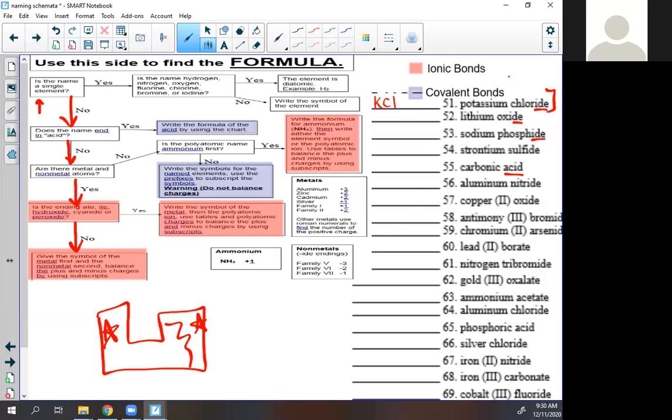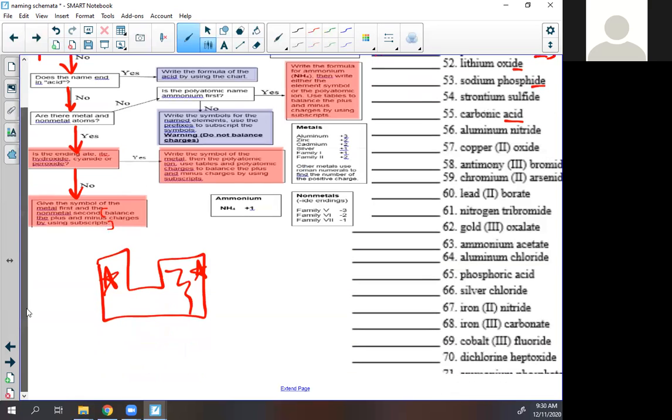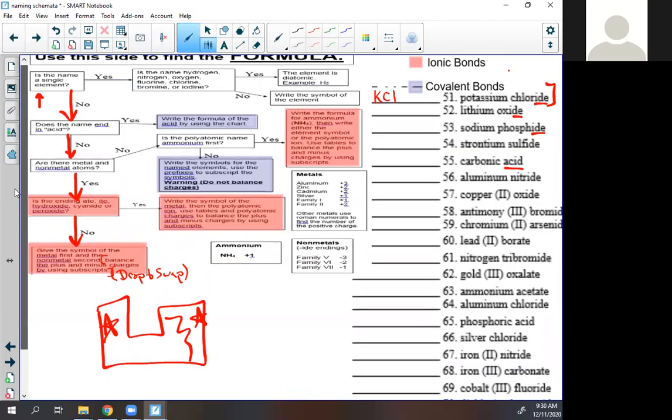Then this piece right here is really important. You got to do it every time. Balance the plus and minus charges by using subscripts. Or what I would have you write, like right here, I'd put drop and swap. Drop and swap. So, do we remember what drop and swap was? Okay, well, thank you for saying no. Let's review what it is.